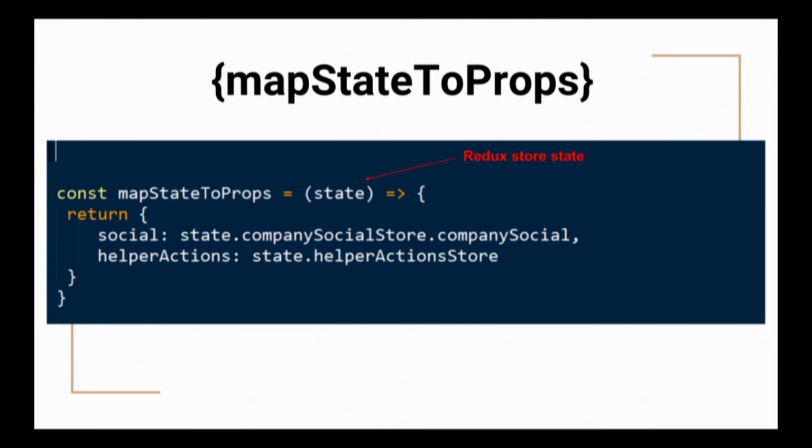So if you think back to that example that I showed you, there's two different slices of state that I'm using. There's the company social store, which is the tweet data that you saw being ignored on this side. And then we have our helper action store, and that was just the showing and hiding. And I want to map the state of those things specifically to this component. I could have more, I could have less. It really depends on what I'm trying to do.